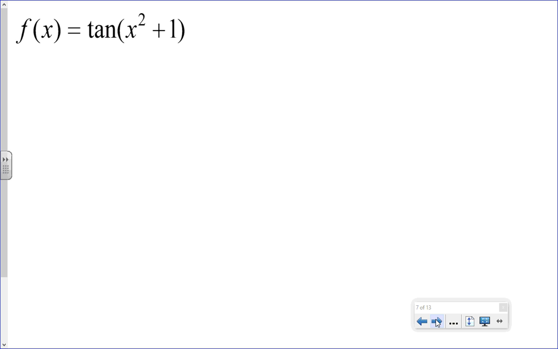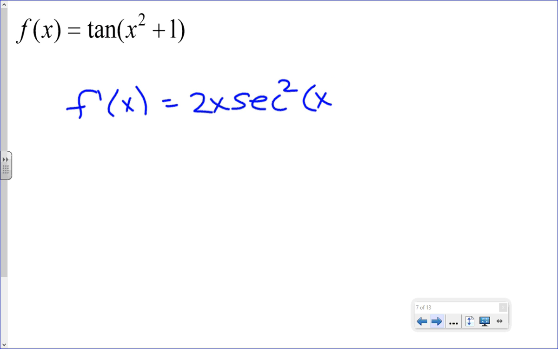Right, Catherine, what do you have? Okay, 2x times secant squared of x squared plus 1. Very good. Make sure when you're doing the trig derivatives that your angle stays the same.